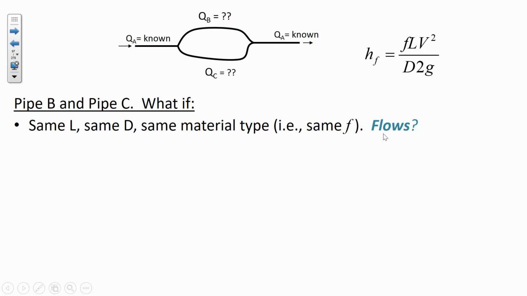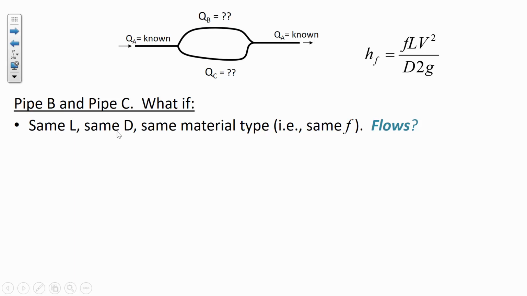The same amount. That's exactly right. It's going to be a 50-50 split. There would be no reason for more flow to go through B than to go through C. So there's going to be an equal amount of flow through B and C if the pipes are identical. And so far in this first bullet point, what I'm telling you is the pipes are identical, so the flow rate's going to be identical.